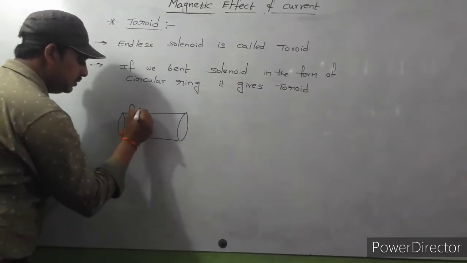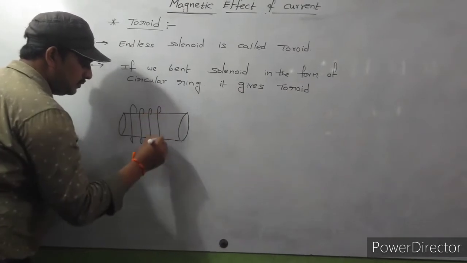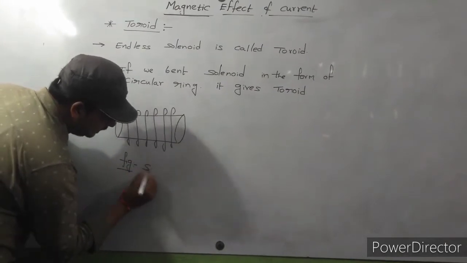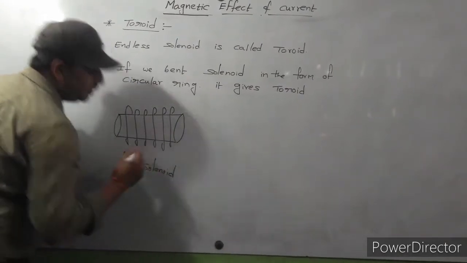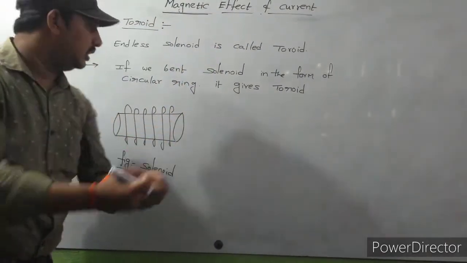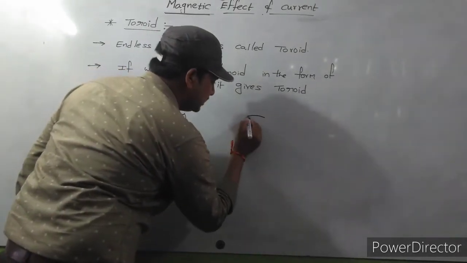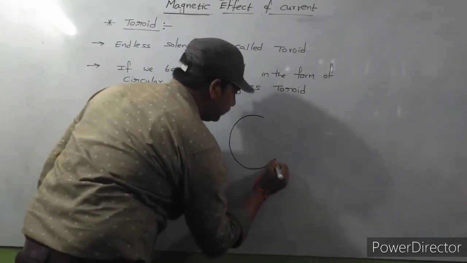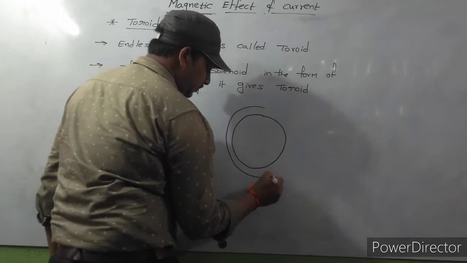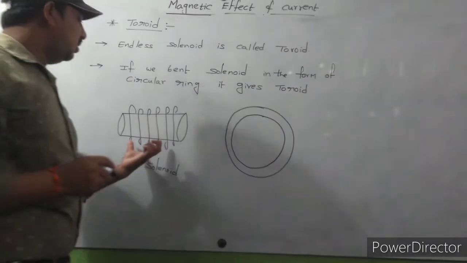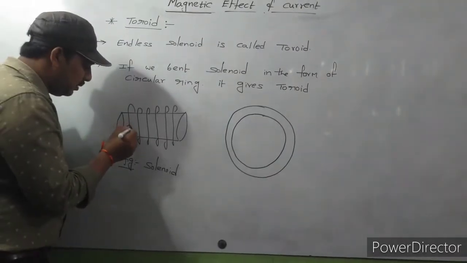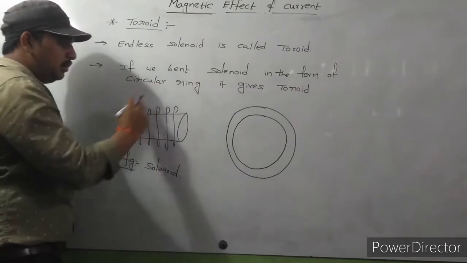These are electric wires. This is a figure for a solenoid, cylindrical shape. If you bend this solenoid in the form of a circular ring, that means I will bend this in the form of a circular ring. Here I be the current passing through the solenoid.